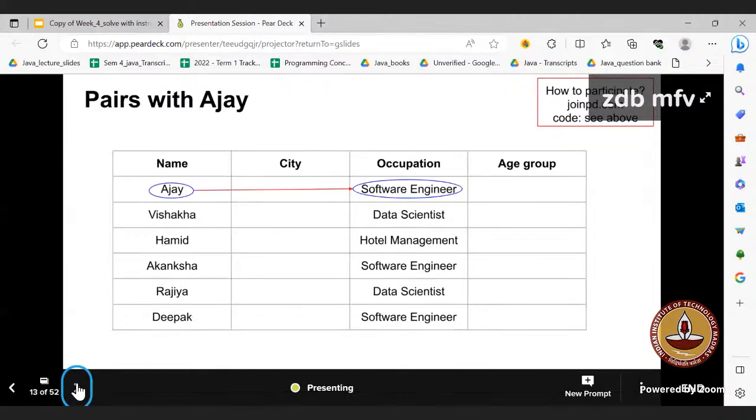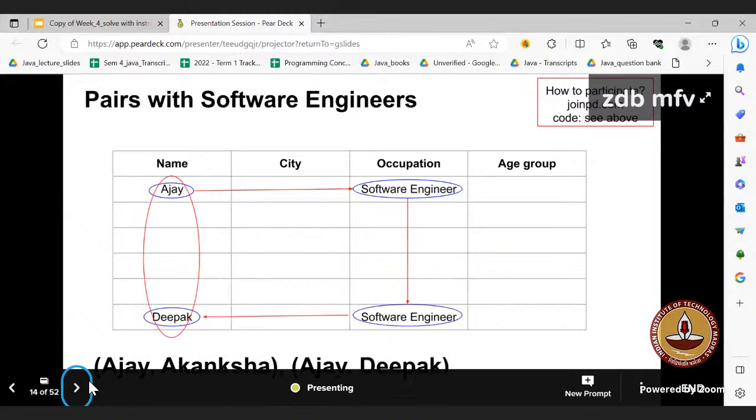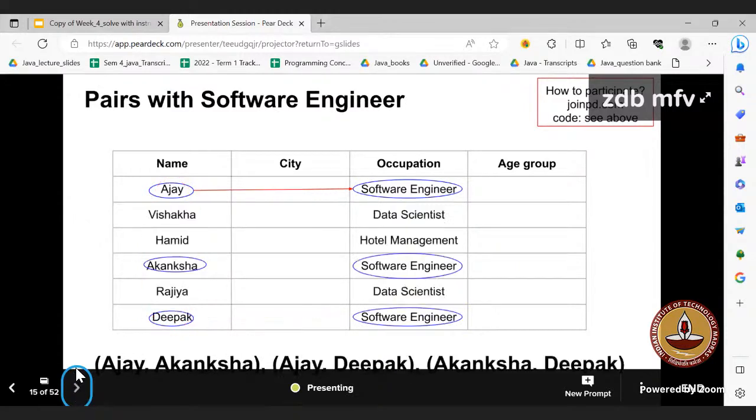Okay, the same thing. Any doubts for everyone? Please stop me at any point. So the number of pairs you got here is Ajay, Akanksha, Ajay, Deepak, Akanksha, Deepak.